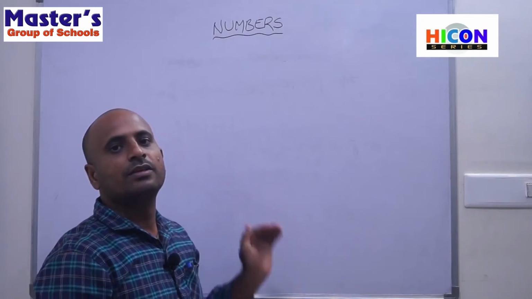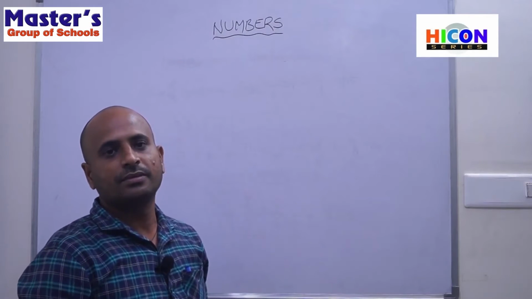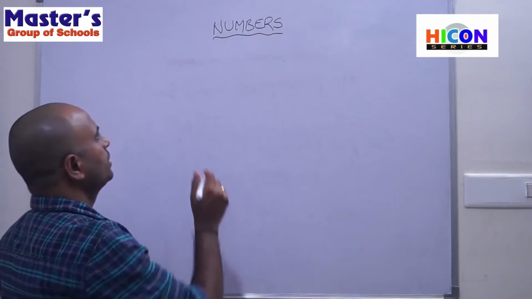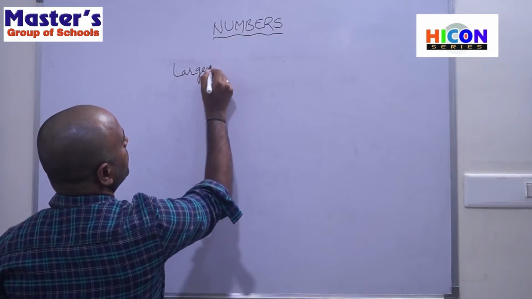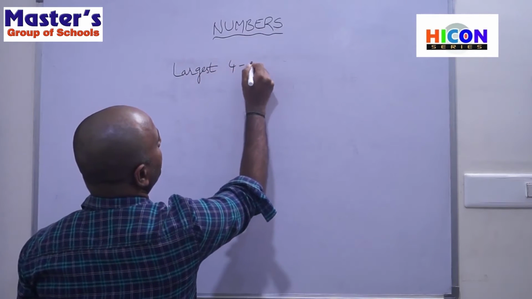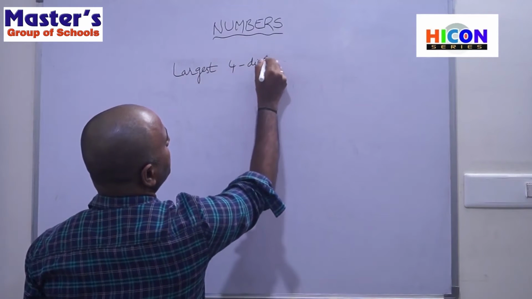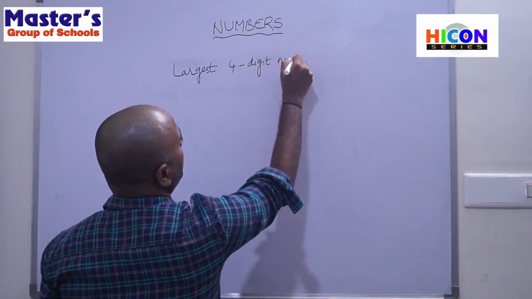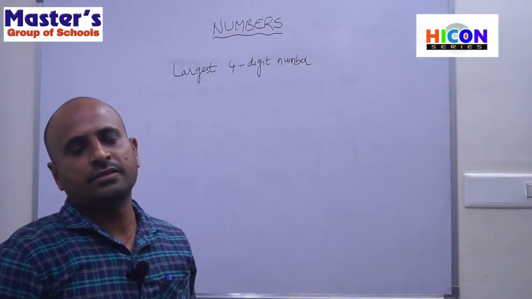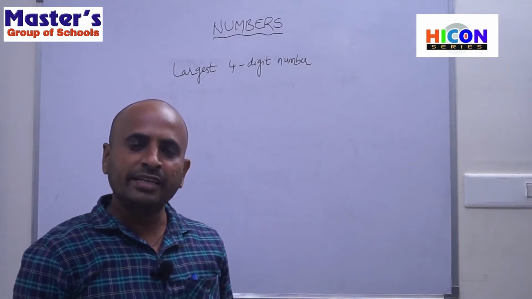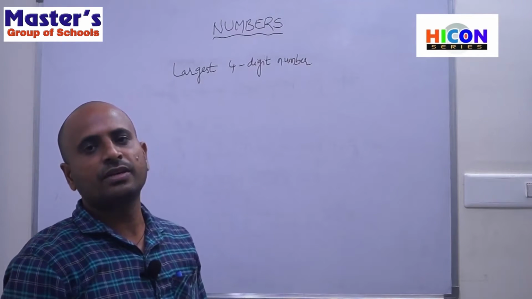We will deal with 4-digit numbers. So what is the largest 4-digit number? We have 9 digits total.